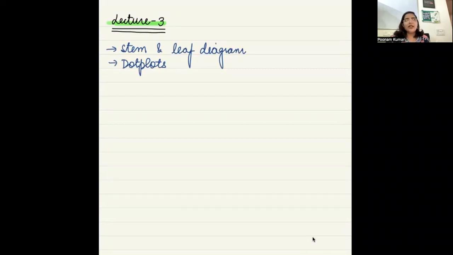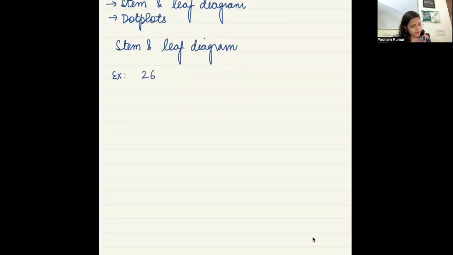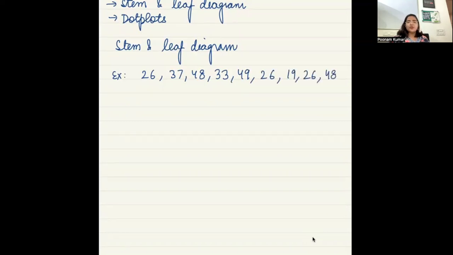when you have a lot of data, and this is one of the methods to represent the data. So let's say, for example, I have a data like this. So we are talking about stem and leaf diagram. So let's say I have a data like this, which is, let's say, 26, 37, 48, 33, 49, 26, 19, 26, and then 48 again. So I am given a data like this, and I have to draw a stem and leaf diagram.